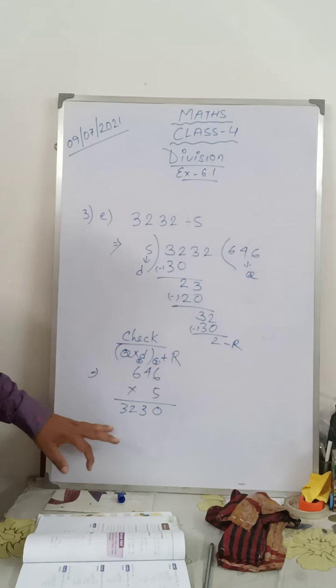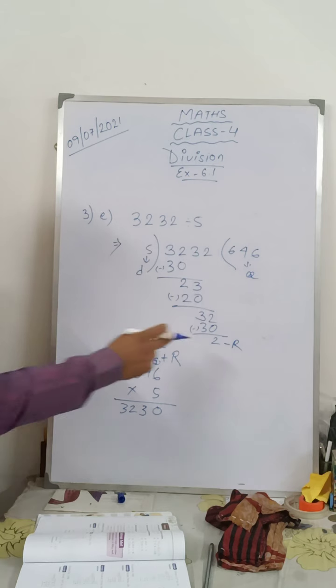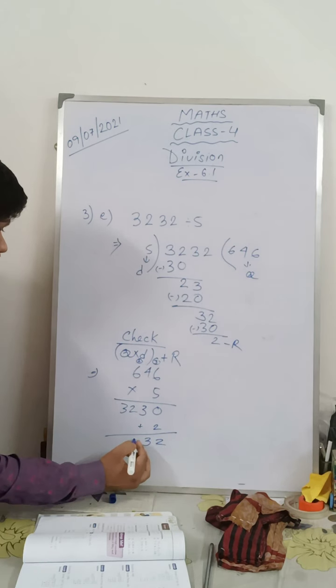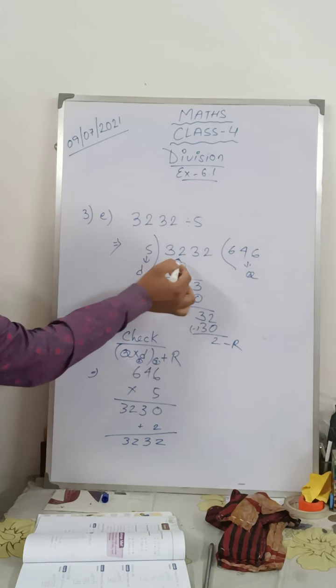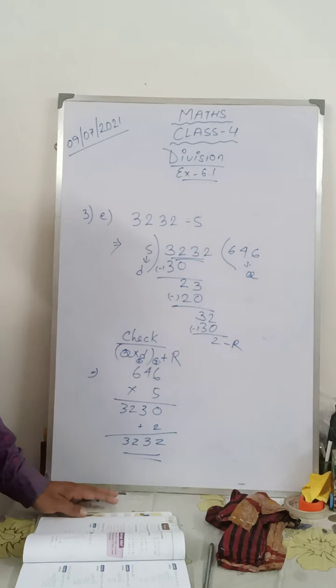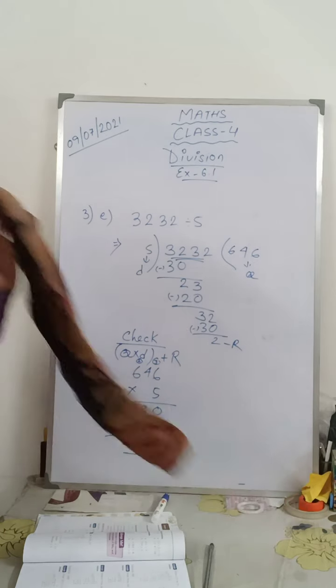So now after multiplying, you will add the remainder. What you got last was 2. 2 3 2 3. Now you see, did you get the dividend or not? If you get the dividend, that means your division is correct. I hope all of you have understood this.